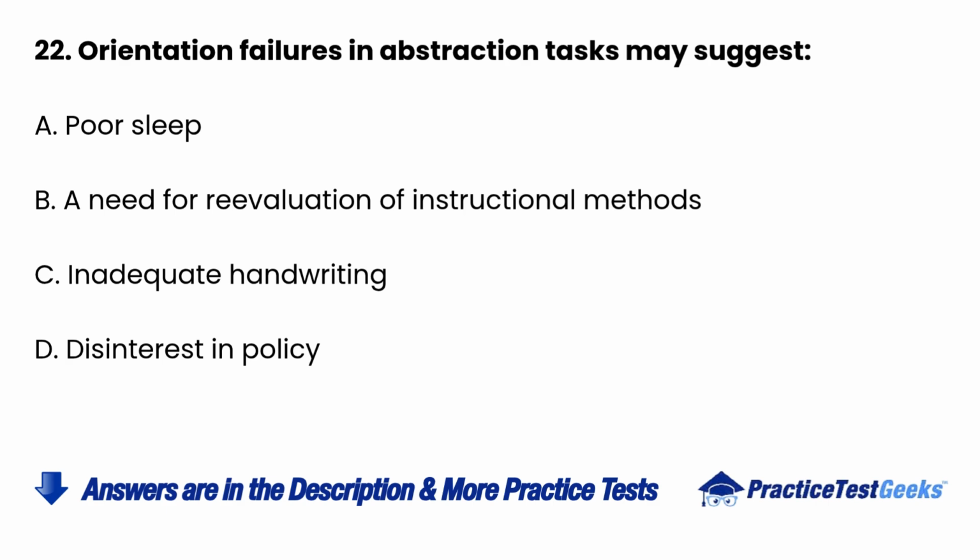22. Orientation failures in abstraction tasks may suggest A. Poor sleep. B. A need for reevaluation of instructional methods. C. Inadequate handwriting. D. Disinterest in policy.